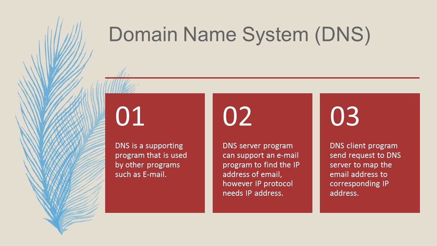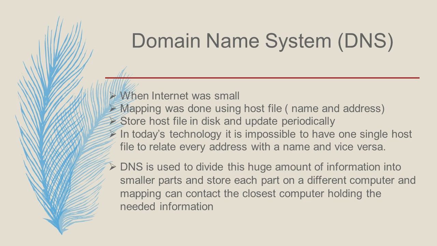One solution would be to store the entire host file in a single computer and allow access to this centralized information to every computer that needs mapping. But we know that this would create a huge amount of traffic on the internet. Another solution, the one used today, is to divide the huge amount of information into smaller parts and store each part on a different computer. In this method, the host that needs mapping can contact the closest computer holding the needed information. This method is used by the domain name system.